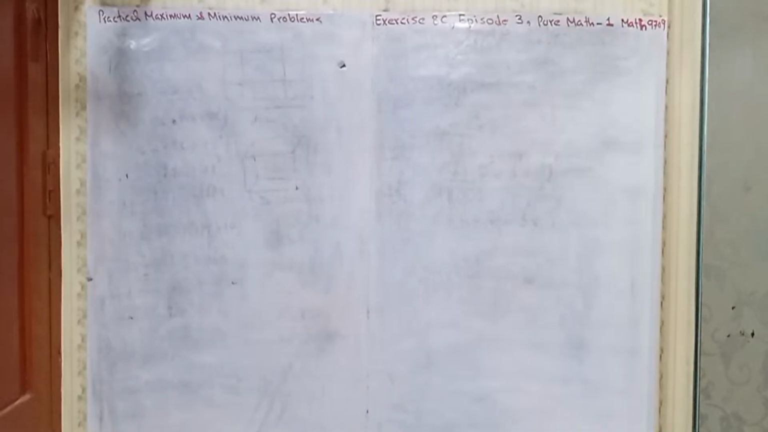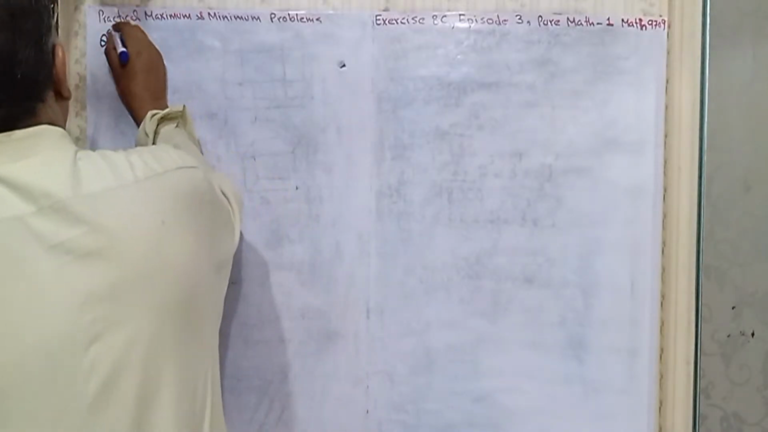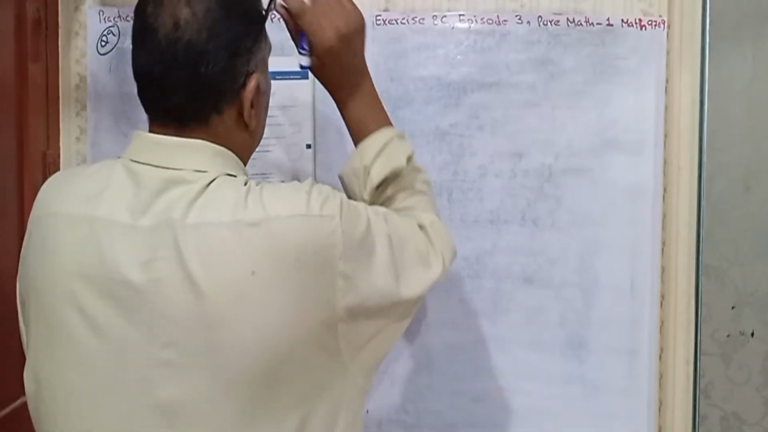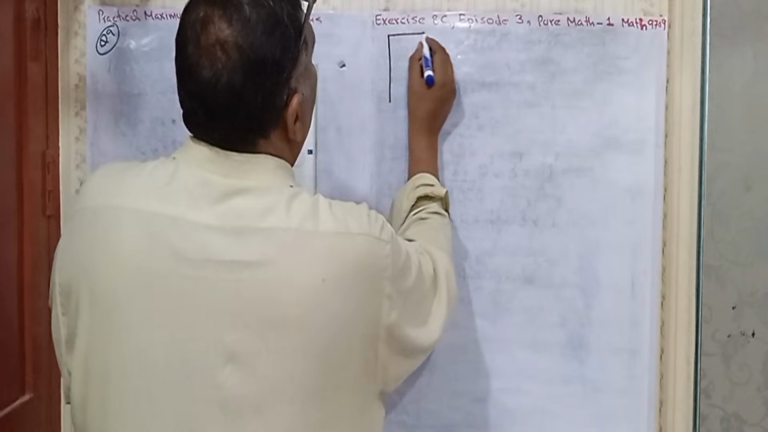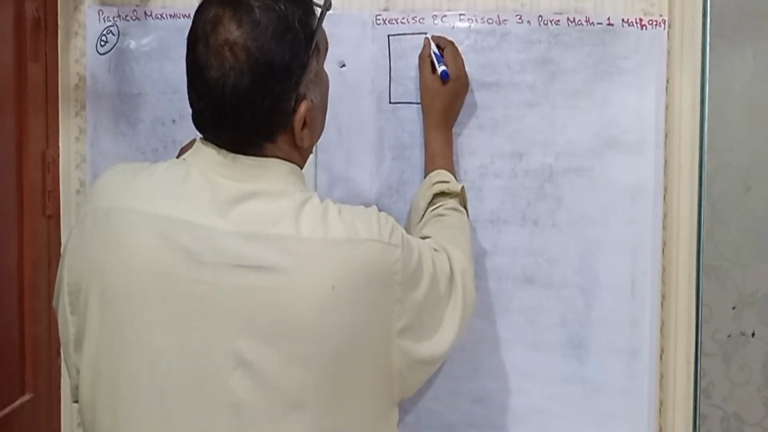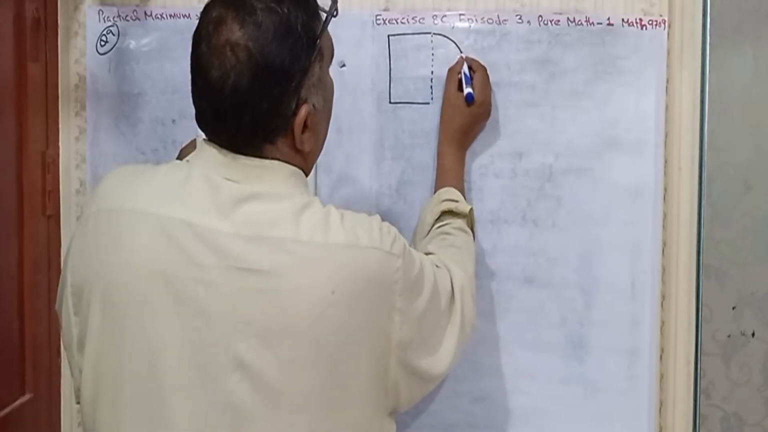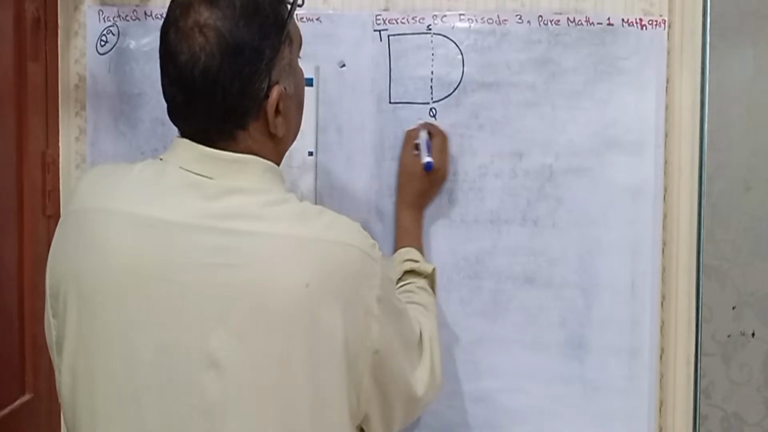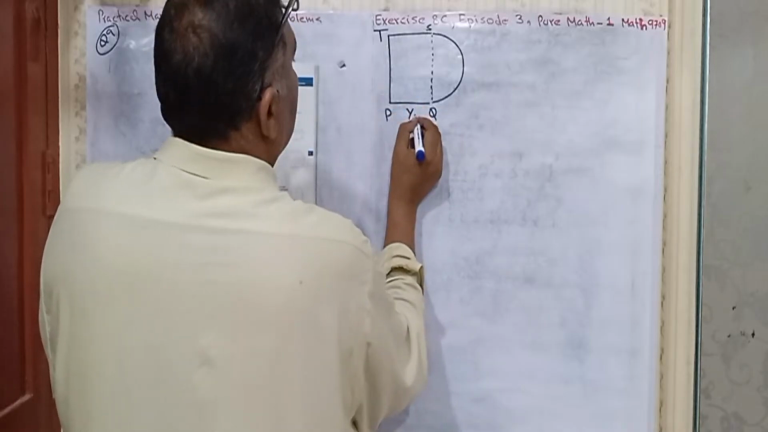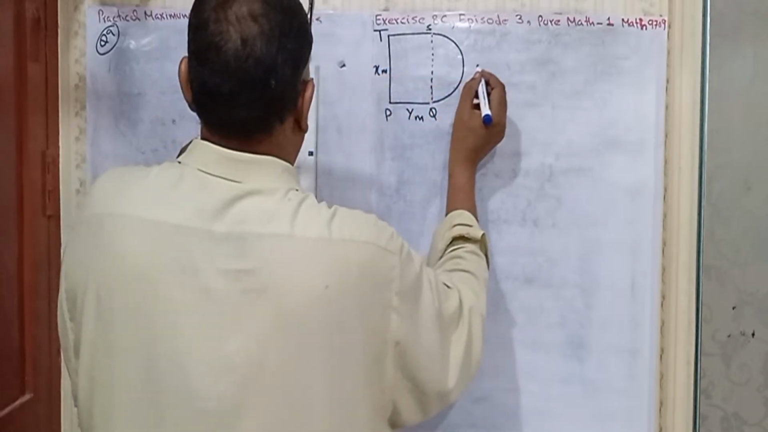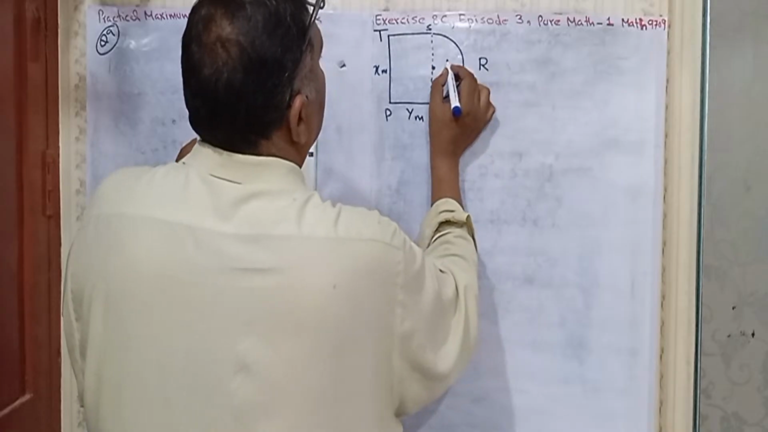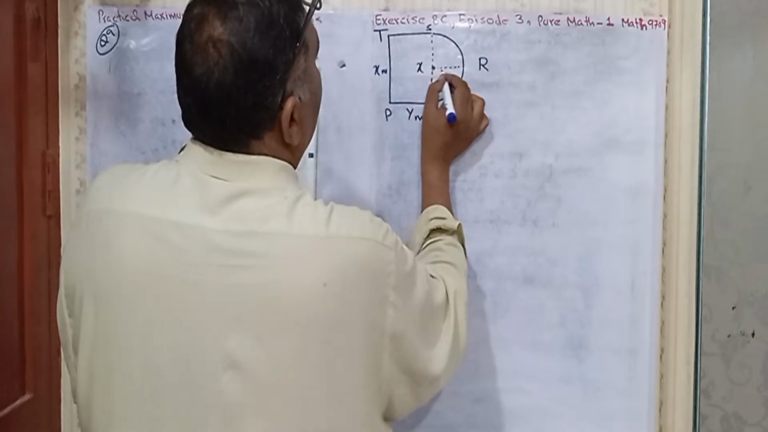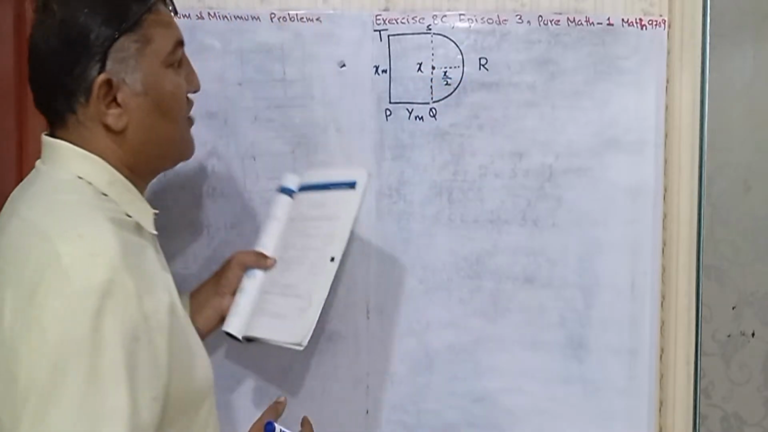Let me make the diagram. Question number 9 we are going to attempt. So here we have that diagram. This is P, this is S, this is Q, this is P, this is y meter, this is x meter. This is the point R, this is the center. This will also be x, so x by 2 will be the radius of that semicircle.